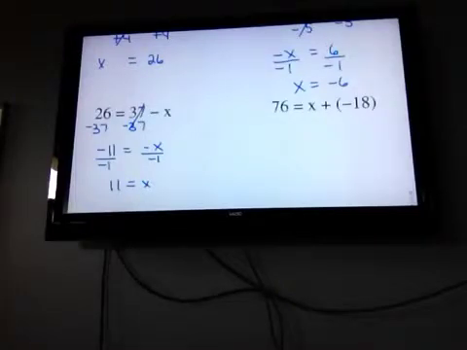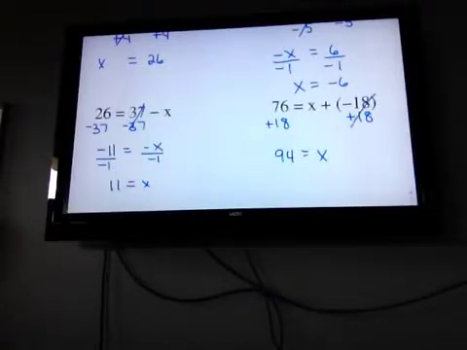76 equals x plus a negative 18. So sometimes it's written a little weird like this. That means I'm going to get rid of minus 18. So to get rid of it, I'm going to add it to both sides of equals. 76 plus 18 is 94 equals x. 18's cancel. So x is 94.